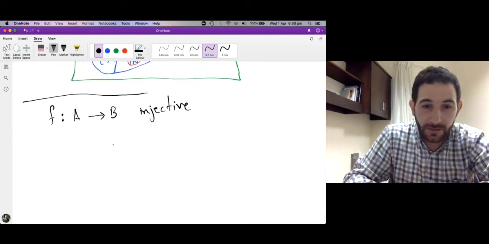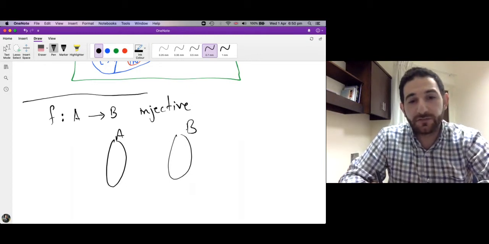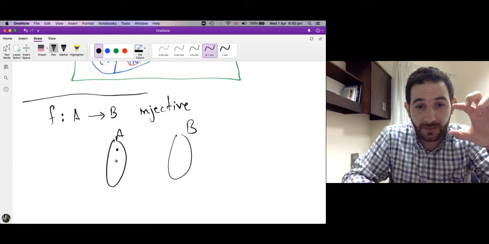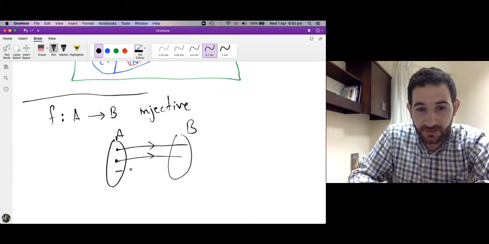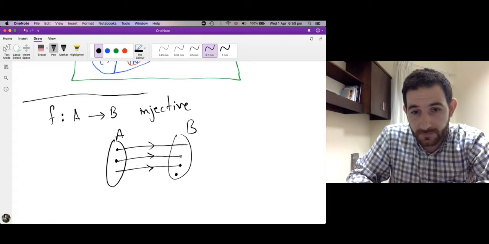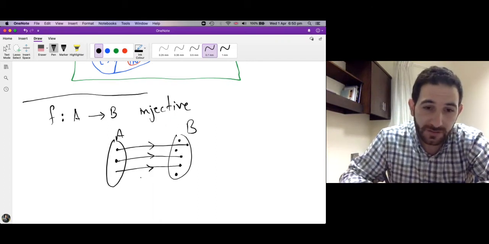It means that we have A here, B here. What is an injective function? It's a function which does not assign to two different elements in the domain the same element in the codomain. So it should look like this. And maybe B has more elements which don't have pre-images. Okay, so this is the general picture of an injective function.